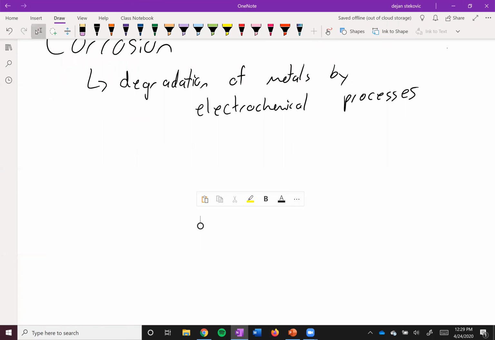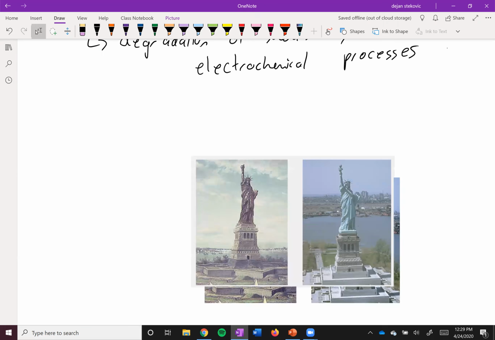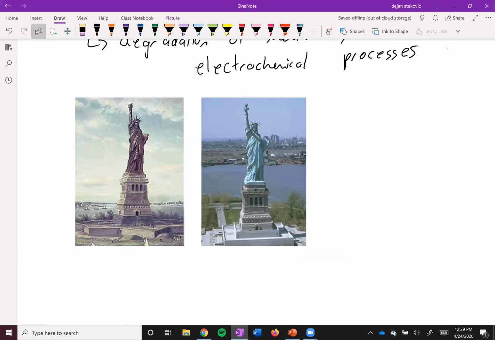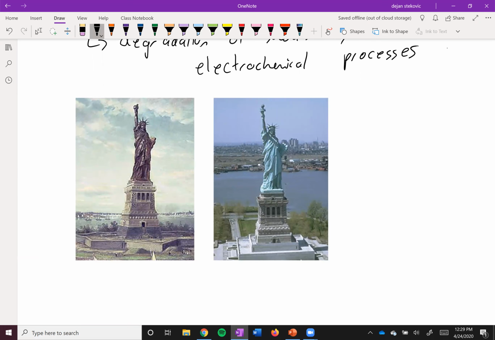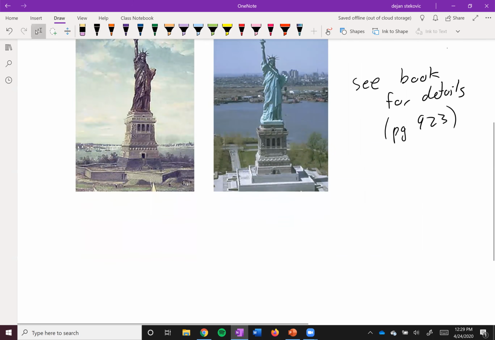One of the most popular examples is the Statue of Liberty, right? But it's made out of copper. But if you think about it, a penny's not green. And so some of this is due to corrosion. It's not all due to corrosion. So you can see your book for details, in the OpenStax book, on page 923. But it's a pretty cool example.